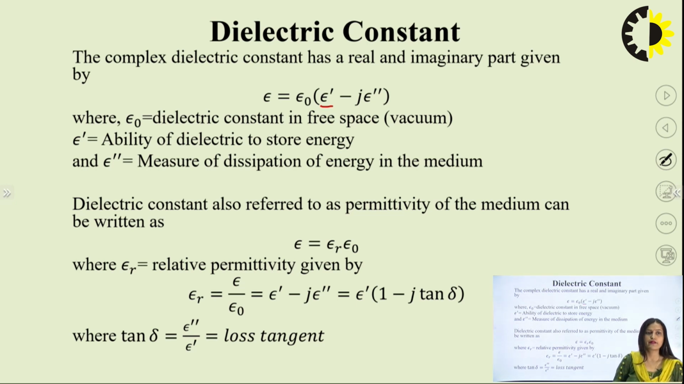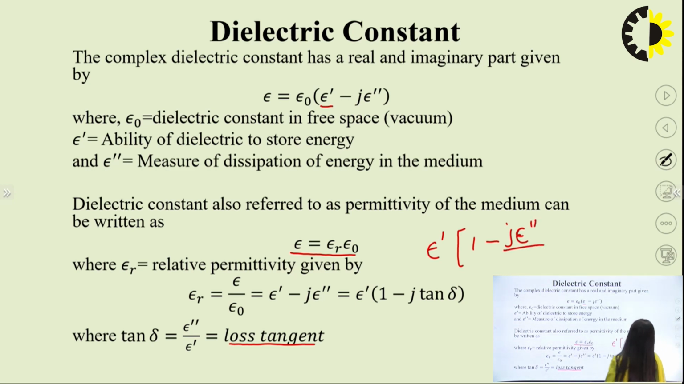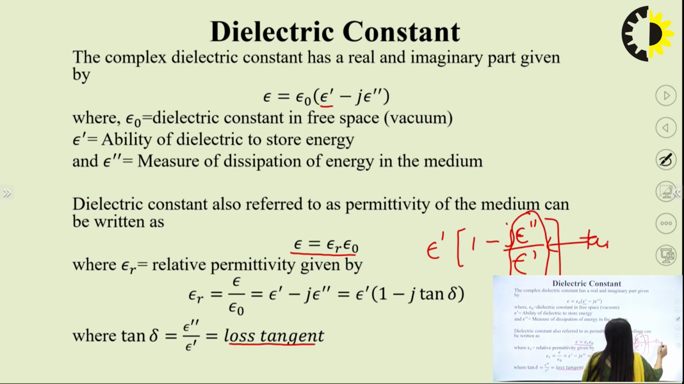The dielectric constant is also referred to as the permittivity of a medium, that can be written as epsilon is equal to epsilon r into epsilon naught, where epsilon r is the relative permittivity, and it is equal to epsilon prime minus j epsilon double prime. So we can take epsilon prime outside the bracket: 1 minus j tan delta. So what is this? This is the loss tangent of your dielectric medium. Loss tangent is defined as epsilon double prime upon epsilon prime. When we take epsilon prime outside the bracket, we get 1 minus j epsilon double prime upon epsilon prime. So this factor is the loss tangent.